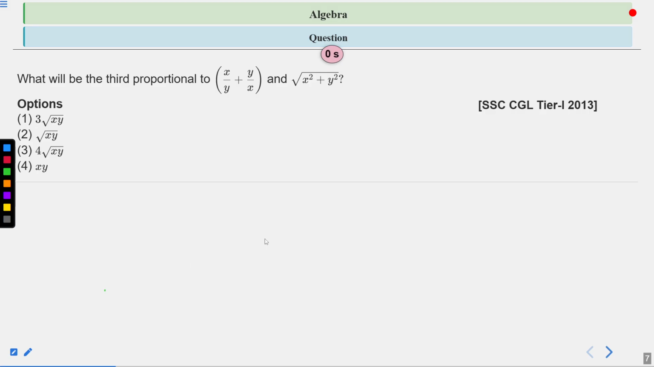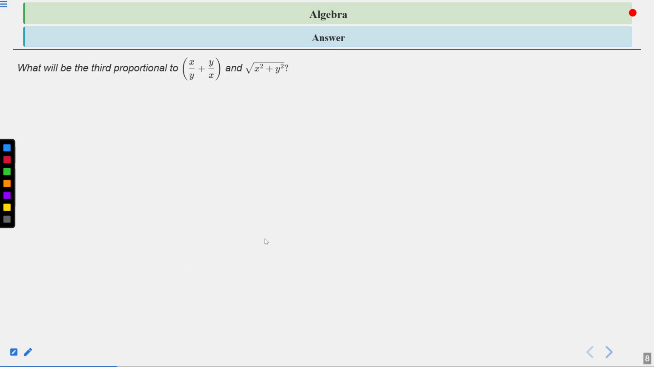Now time's up. Let's see the solution of this question. We need to calculate the third proportion of x plus y, x upon y plus y upon x, and under root x square plus y square. So we know the formula of the third proportion. The correct answer of this question is the fourth one, which is x into y. Now see the detailed solution of this question.